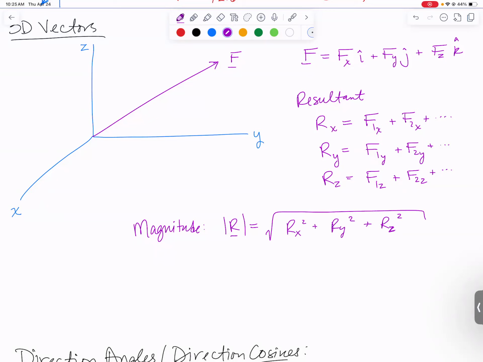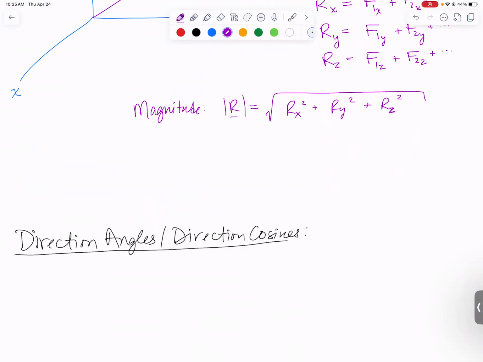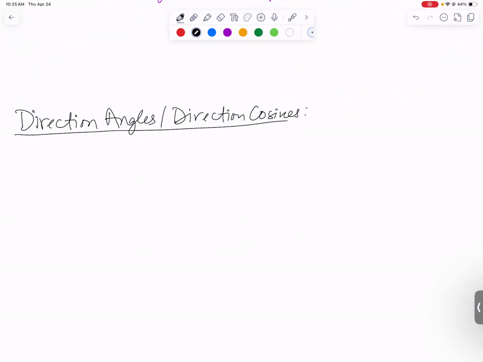Now, as far as determining what direction it acts in, we need to do a little background here. There are 3 different ways that we specify directions in 3 dimensions. One of them is called direction angles and direction cosines. This is, I think, the most friendly of all of them. Put some Cartesian coordinates up here. We've got x coming out at us, y to the right, and z upward.